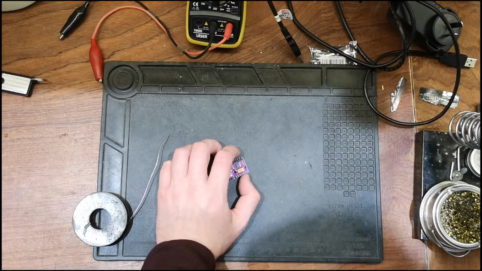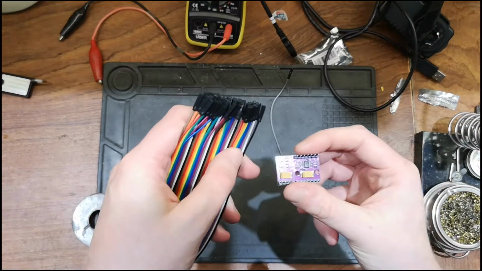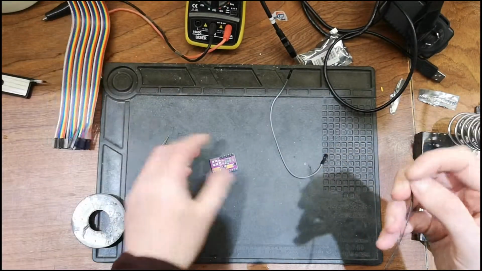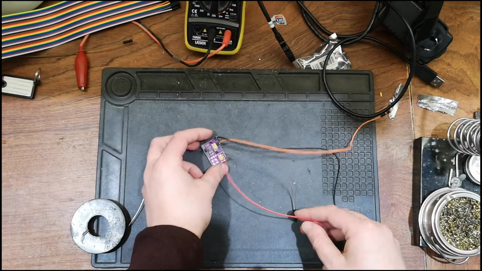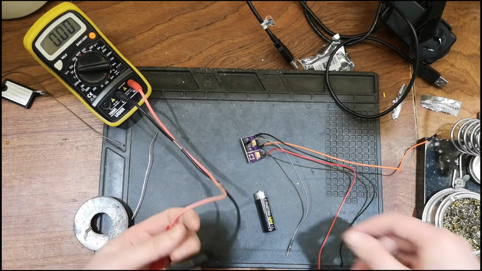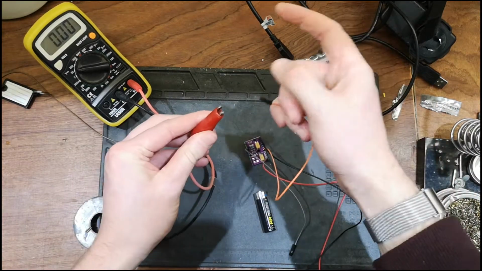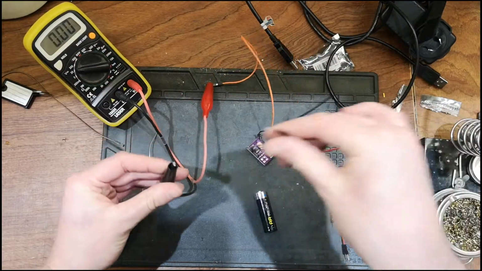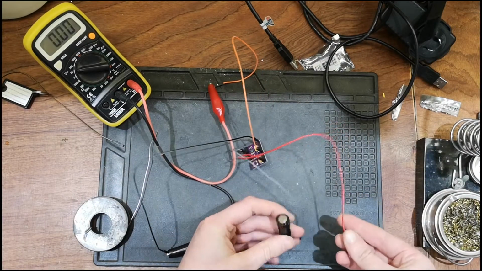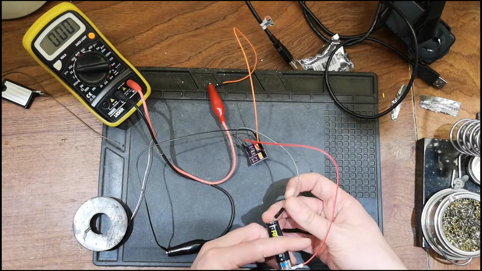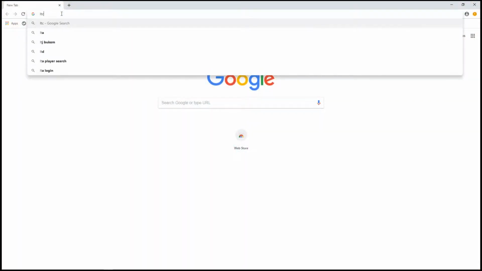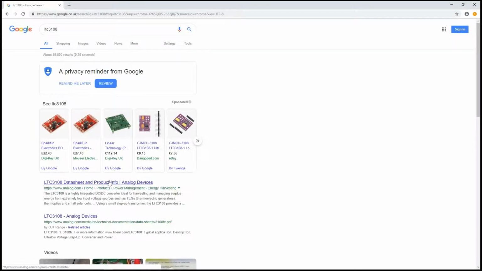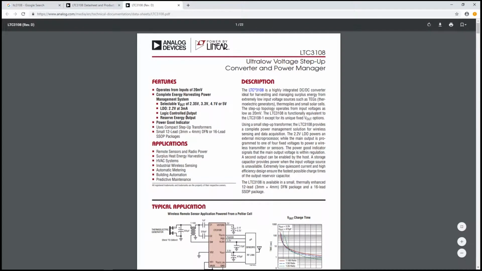We need some jumpers. Has failed, so I suppose I'd best read the instructions. Okay, datasheet. Good place to start.